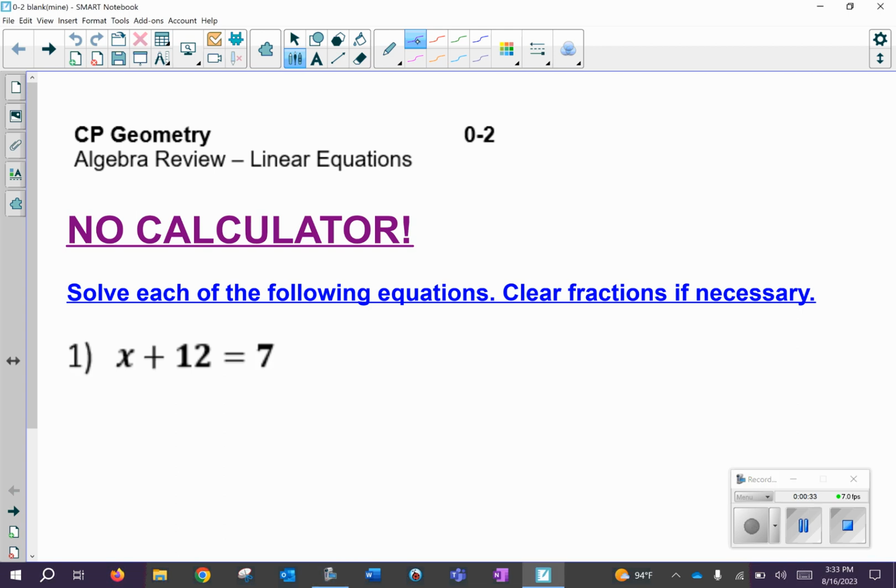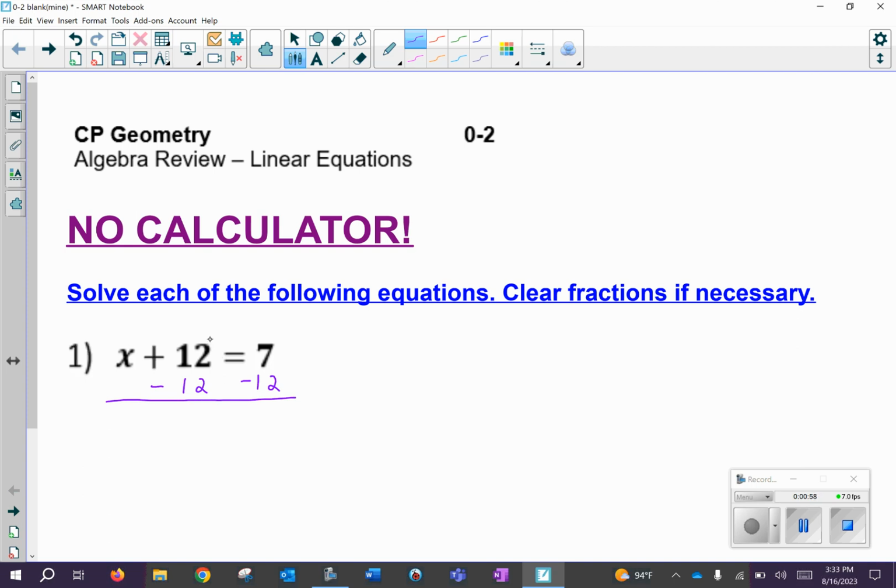Step 1. You're trying to get x by itself, right? And so you want to think, I want x to be by itself and I want the 12 to go away. So the work that you're going to see me do and just organize is the following. So I'm going to subtract 12 on both sides. And I like to just draw a line and kind of keep it nice, neat, and organized.